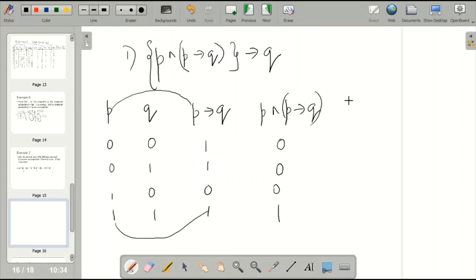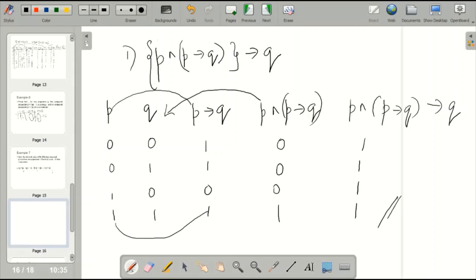Now this entire thing conditional Q. So that means this and this, that is this conditional Q. So check here: 0 conditional 0 is 1, 0 conditional 1 is 1, 0 conditional 0 is 1, 1 conditional 1 is 1. So all four values will be 1. Finally this is proved to be a tautology. So this is regarding the first problem.